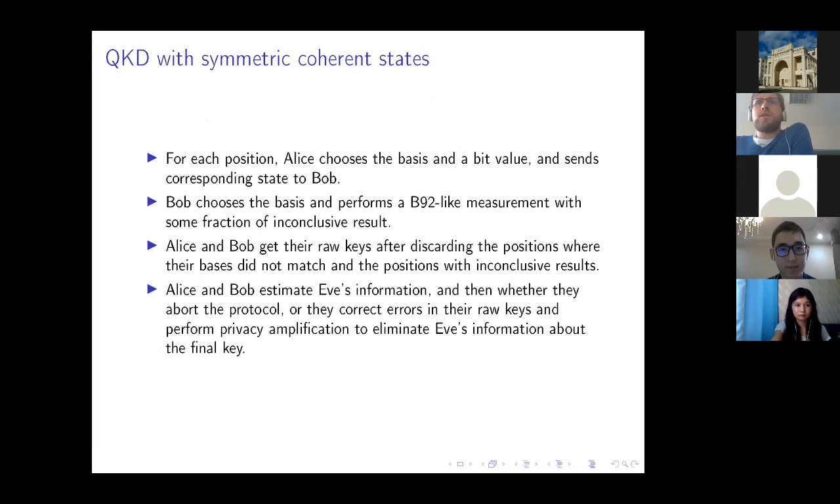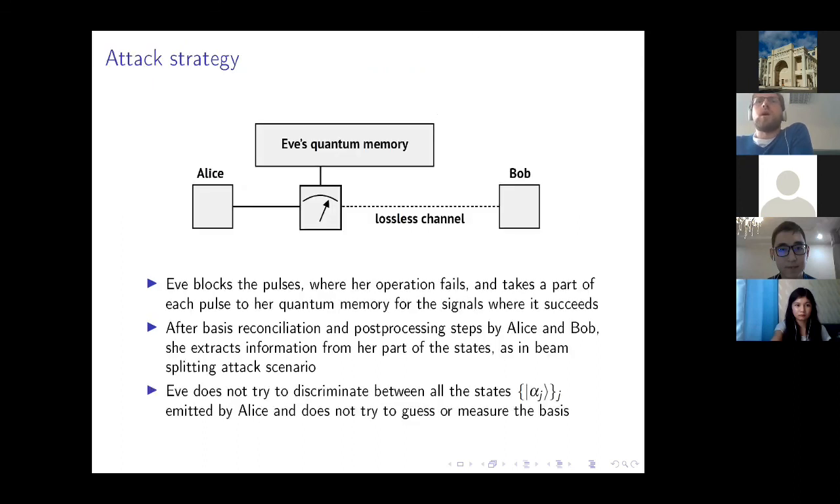In QKD with symmetric coherent states, for each position, Alice chooses the basis and the bit value, and she sends the corresponding state to Bob. Bob chooses the basis and performs a B92-like measurement, a measurement which can unambiguously discriminate between the two states within this basis, or yields an inconclusive result. Then Alice and Bob get their raw keys, and they discard the positions with inconclusive results and find the positions where the bases match. After discarding the positions with wrong basis and inconclusive result, they have their raw keys and perform error correction and privacy amplification.